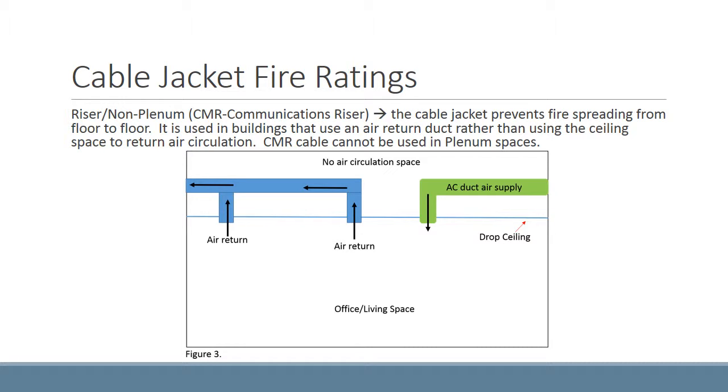Cable jacket fire rating is of chief importance when installing cable. The most common fire ratings are plenum and riser cable. Riser could be substituted for non-plenum cable. Riser non-plenum cable is used in buildings that use an air return duct rather than using the ceiling space to return air circulation. CMR cable, or riser cable, cannot be used in plenum spaces. The image is a representation of an office room where the ambient air goes out through a duct. This type of ceiling space is called riser or non-plenum.